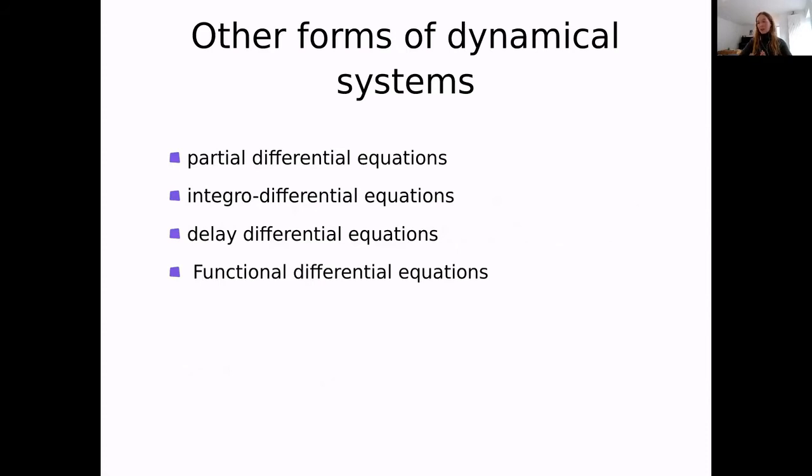But this is just for you to know that there's a lot more out there, but in this course and also in this tutorial we are limited to these basic differential equations. So maybe you're familiar with this. This is the landscape of dynamical systems. Okay.